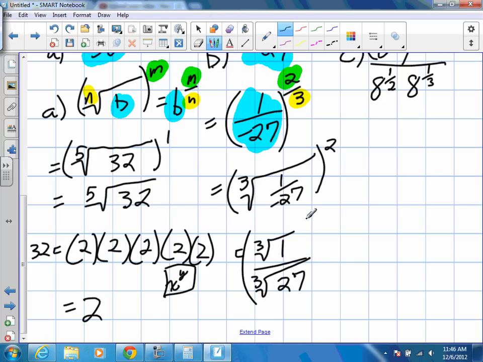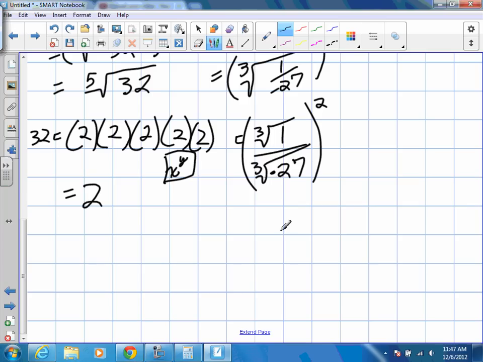Sorry, it's a negative 27. And this is all going to be to the power of 2. Okay? Well, what would the third root of 1 be? What number times itself 3 times is 1? It's 1. So we solve that.